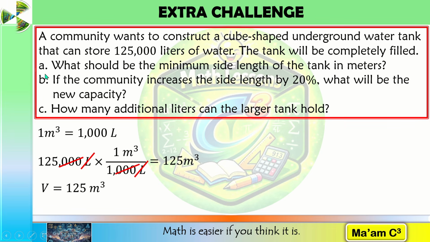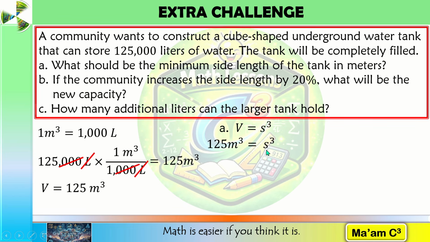Let us answer letter A. What should be the minimum side length of the tank in meters? Let us recall the formula for the volume of a cube, and that is S cubed. Since we have here the volume 125 cubic meters, I'm going to substitute it.